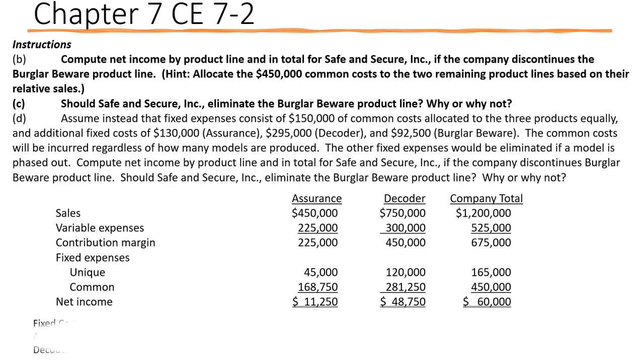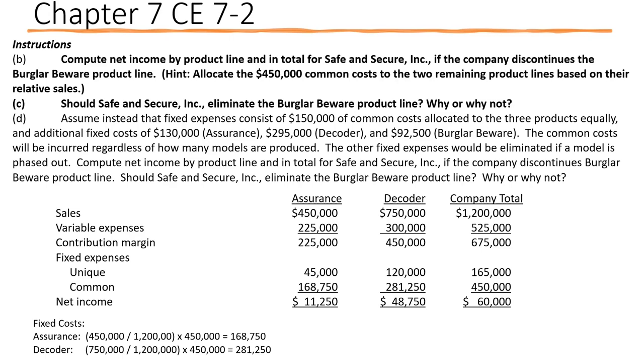We're basically taking the sales for the product, 450 for Assurance, 750 for Decoder, dividing it by the new total, 1.2 million. That percentage times $450,000 gives you the common allocation of fixed expenses. So we see that common line there, $450,000 total. That's the allocations. And then they had their unique fixed costs as well, $45,000 for Assurance, $120,000 for Decoder.